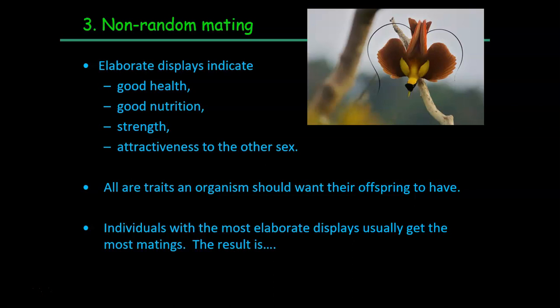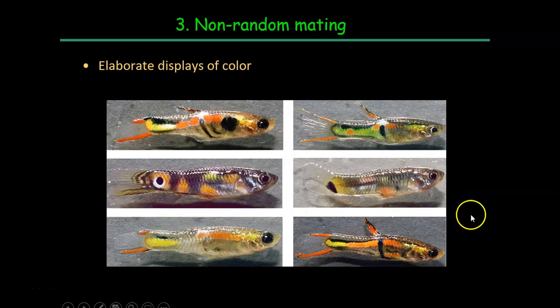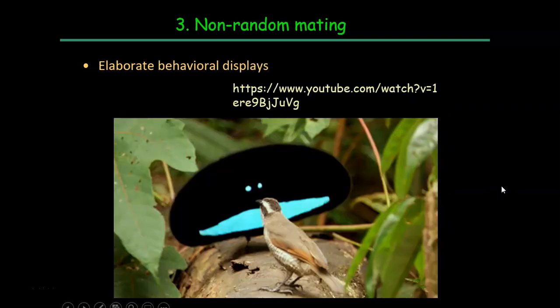Okay, and the result is that over time, individuals with elaborate displays wind up getting most matings, in species that practice sexual selection or non-random mating. So, for example, we get very elaborate displays of color that you see here. These are species of minnows from islands in the American tropics. We get elaborate behavioral displays.